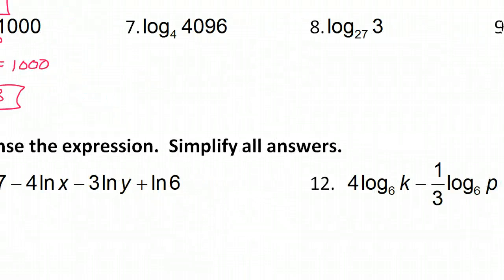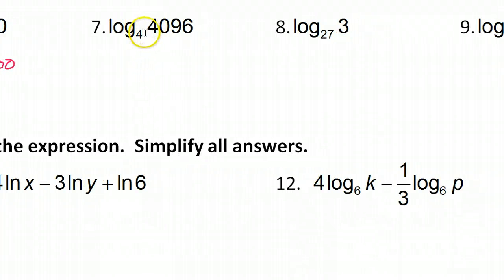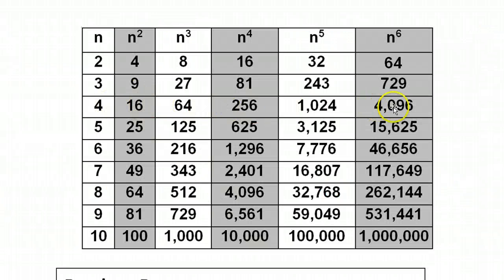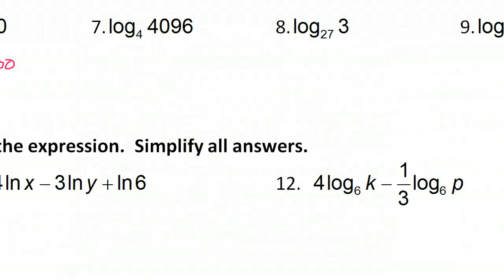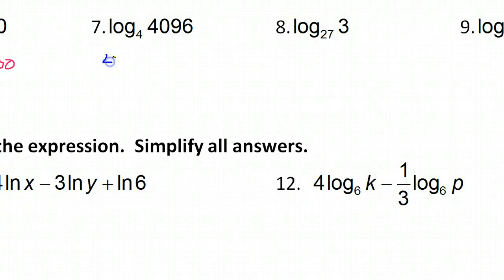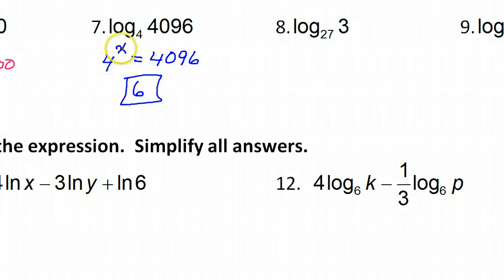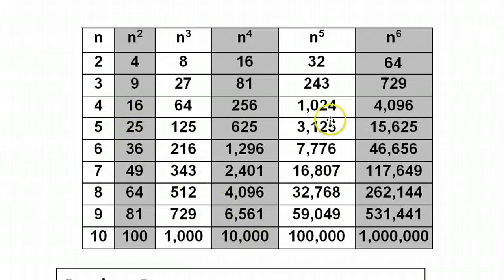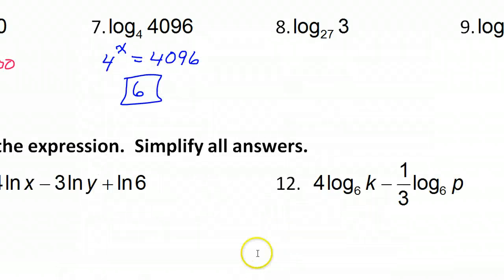Alright, what about number 7? Is 4096 on the chart? Okay, it's 4 to the 6th power. So once again, when we ask ourselves the question, starting with the base, that base to the what power is going to give us this other number, we just saw that that was 6. Alright, 4 to the 6th power is 4096.